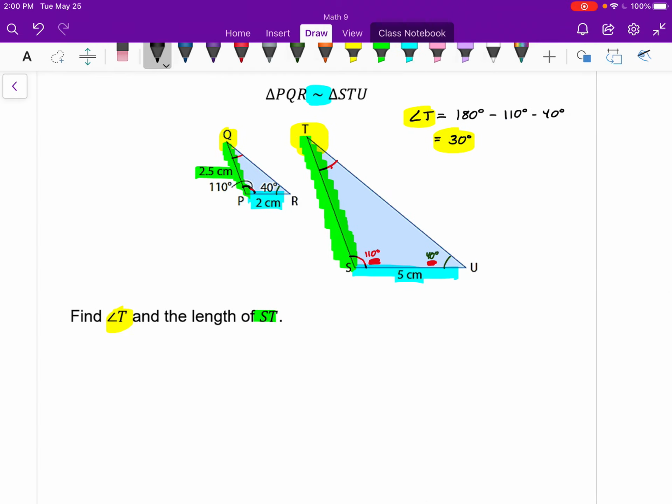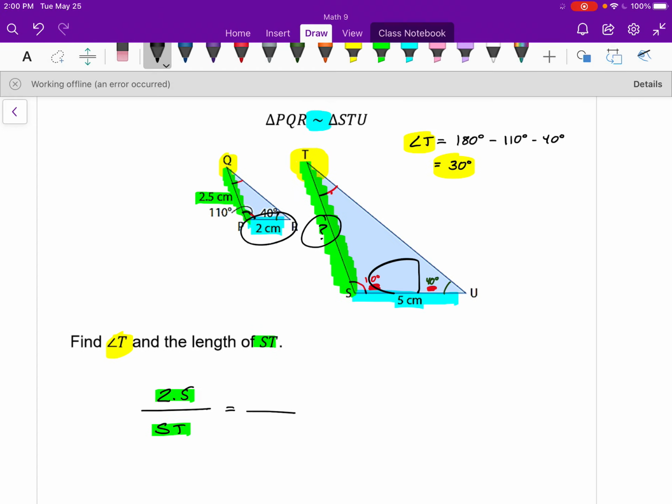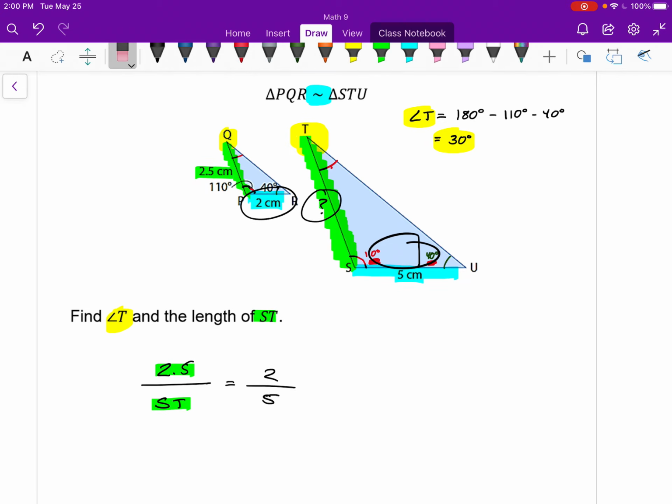So that means I can say that, for example, 2.5 centimeters over side ST, which I don't know what it is, whatever that ratio is, 2.5 divided by ST in that order, ST being what we're trying to figure out right there. I know that must be the same as 2 divided by 5. And there's other combinations, but again, it doesn't really matter. As long as I find one ratio like this, I can now figure out what that side ST must be.